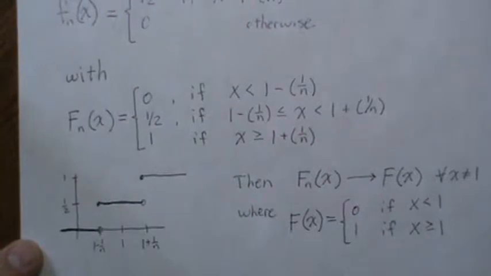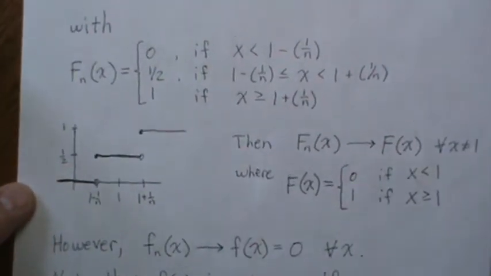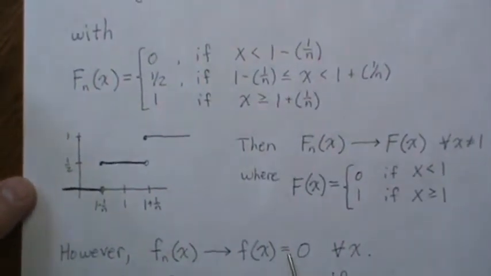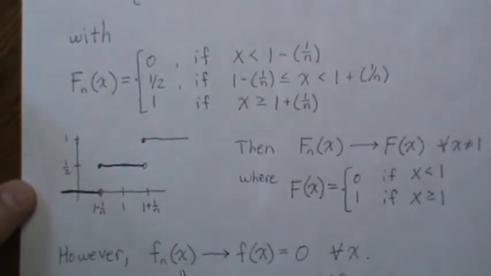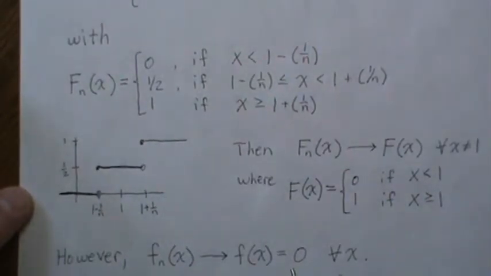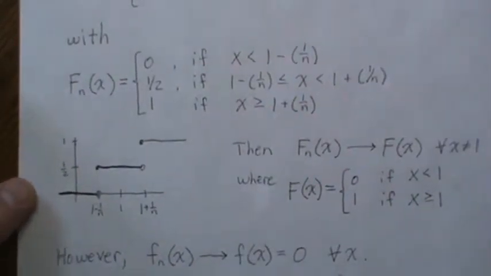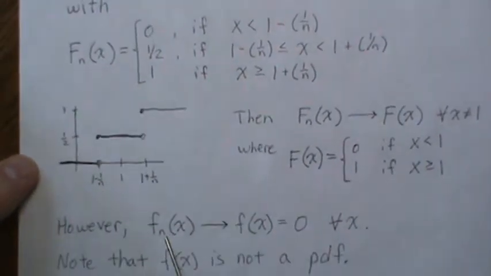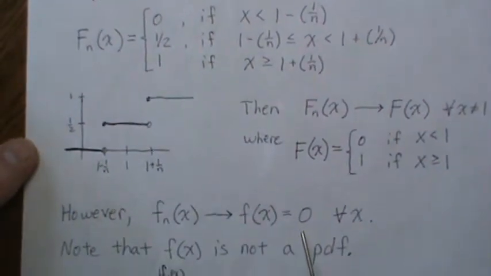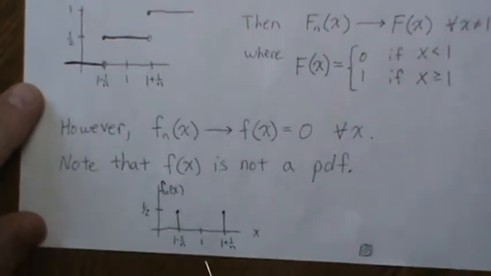So this distribution function does converge to a distribution function. But note that the density always converges in probability to 0. So it converges to 0, which is not a PDF.